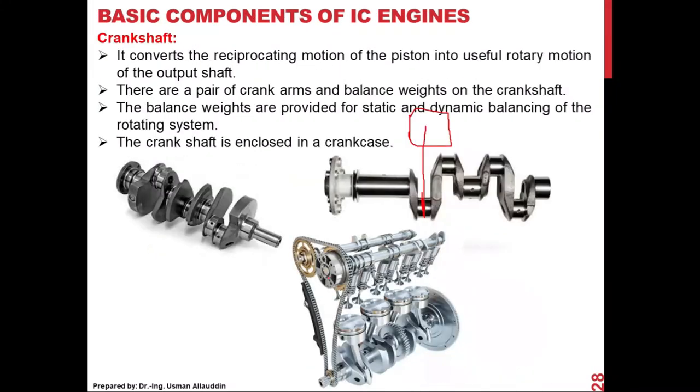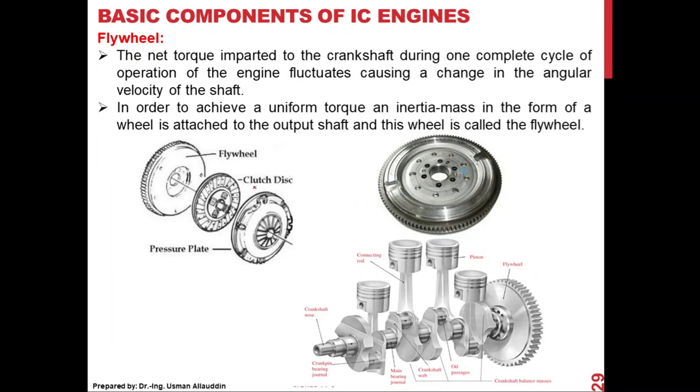Okay, now the other important part is the flywheel. The flywheel is attached to the crankshaft. The net torque imparted to the crankshaft during one complete cycle of operation of the engine fluctuates. That is because of the variations in the air fuel supply, so the torque will not be uniform. When the torque is not uniform, the vehicle speed may vary, going up and down. But you need uniform speed or uniform torque at the crankshaft or the engine shaft.